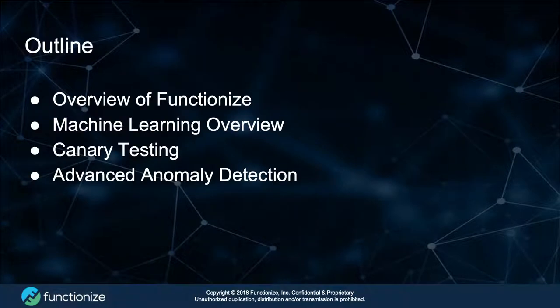Just a quick outline of what I'm gonna be talking about today. I'm gonna be talking about an overview of the company Functionize. I'm sure many of you may not have heard of Functionize before. We're a relatively young startup, started about 3 years ago, but have been growing very quickly. So I'm gonna give a little bit of overview of the context where I come from at Functionize. Then I'm gonna talk a little bit more about machine learning, give everyone a basic overview of what machine learning is, what we can do with machine learning, different types of approaches. Then we're gonna dive into canary testing. What is canary testing, and how we can use it to, for example, gate releases, find anomalies, that type of thing. And then some of the techniques we use in doing anomaly detection.